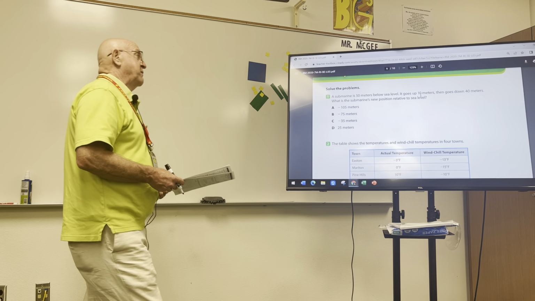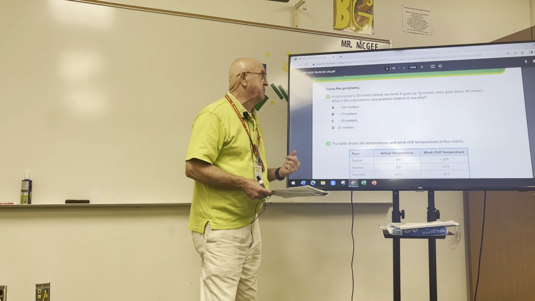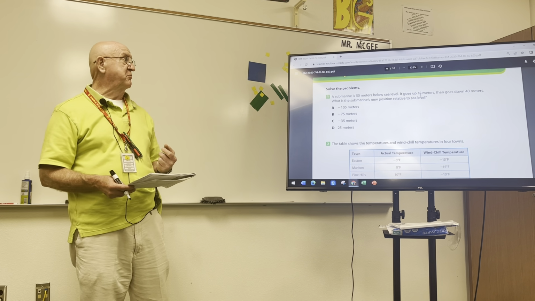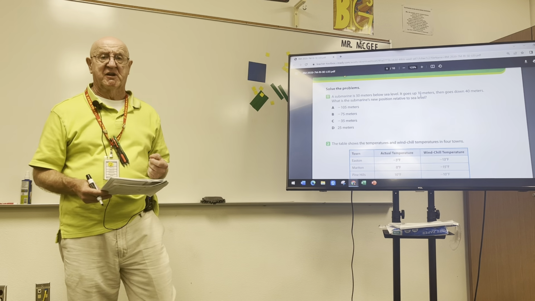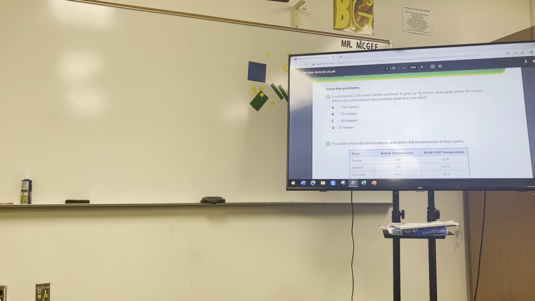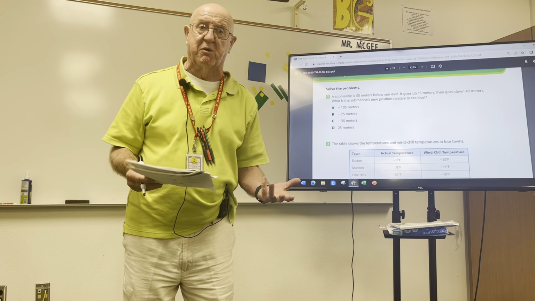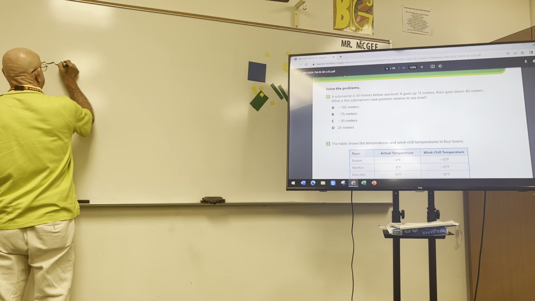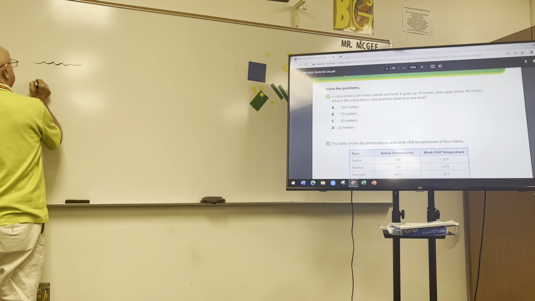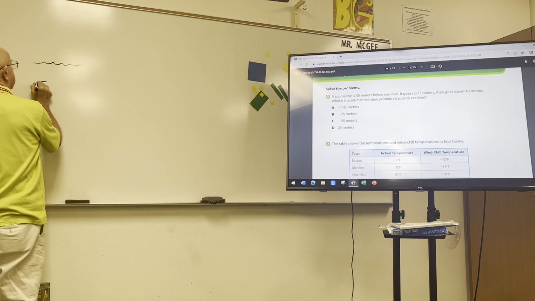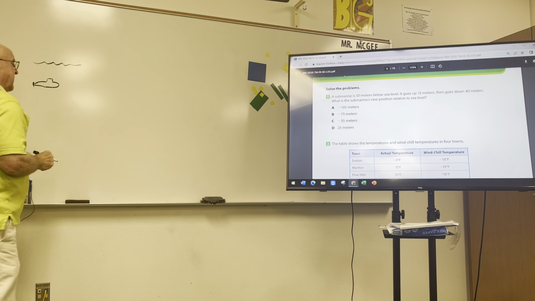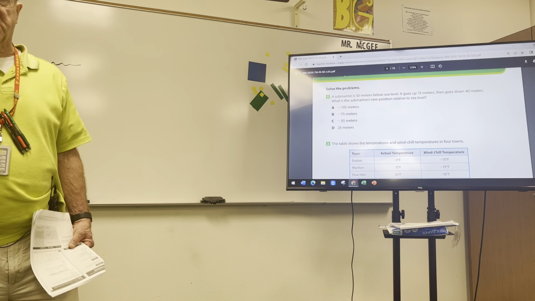All right, so our first problem, we have a submarine that's 50 meters below sea level. It goes up 15 meters, then goes down 40 meters. What's the submarine's new position relative to sea level? Remember that when we're doing something relative to something, that means we're setting the 0 level. So in this case, we have sea level right here, and we have a submarine that is in the water, right? And that submarine is at 50 meters below sea level.